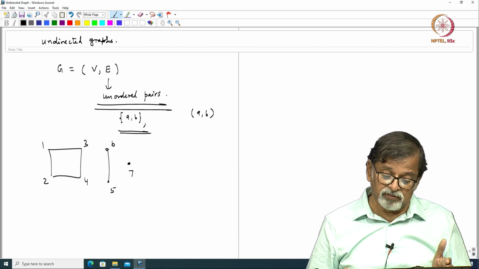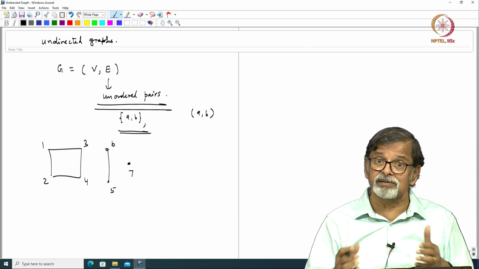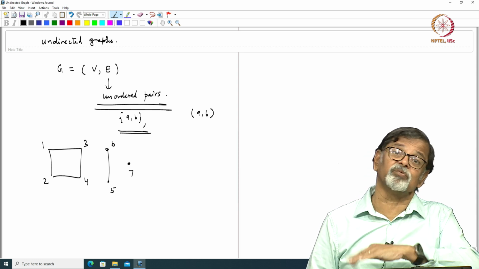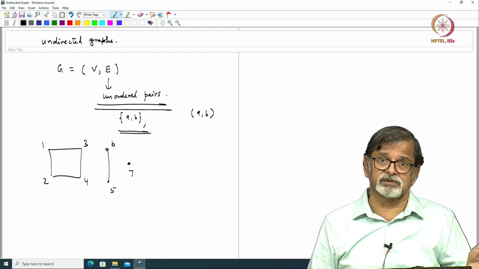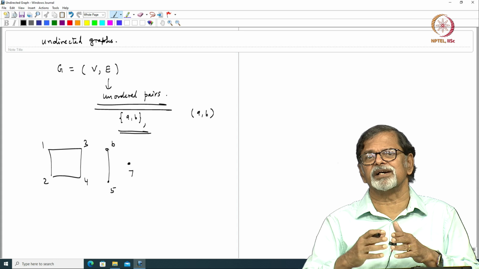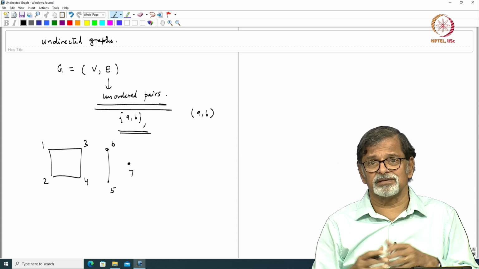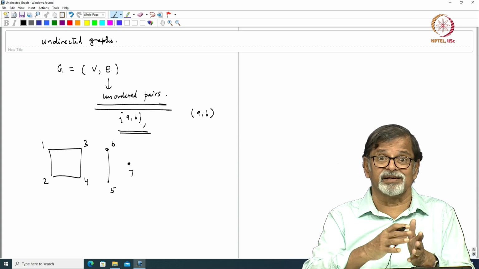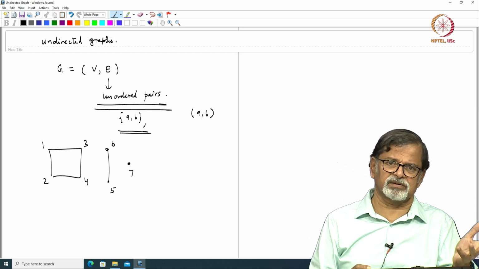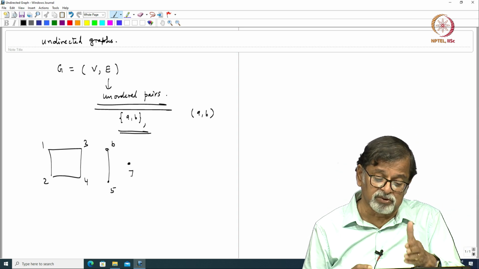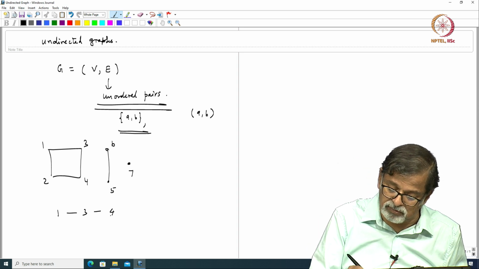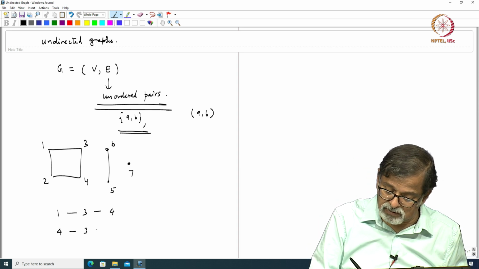You can go from 1 to 4 along a path, 1 to 3, 3 to 4. The same path you can walk in the reverse direction. You can interpret this like a two-way street. The directed edge is like a one-way street, the undirected edge is like a two-way street. You can go this way or in the opposite direction also. So, you can go from 4 to 3, 3 to 1.